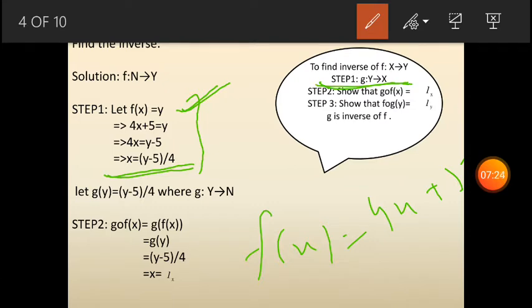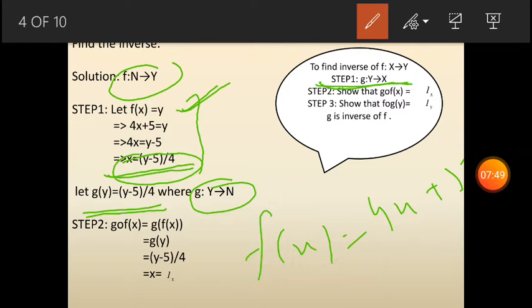So our g will be, whatever value of x comes out, we are going to keep it as the g function. So g(y) equals (y minus 5) upon 4, where g is a function from y to n. f was the function from n to y, so g will be a function from y to n. Okay. So this is your first step, and for every question we are going to do it in a similar way.